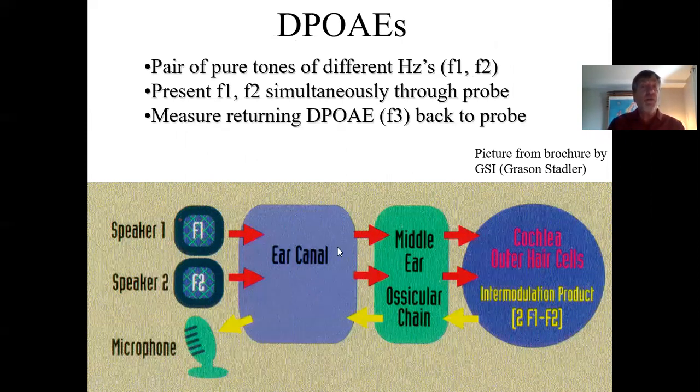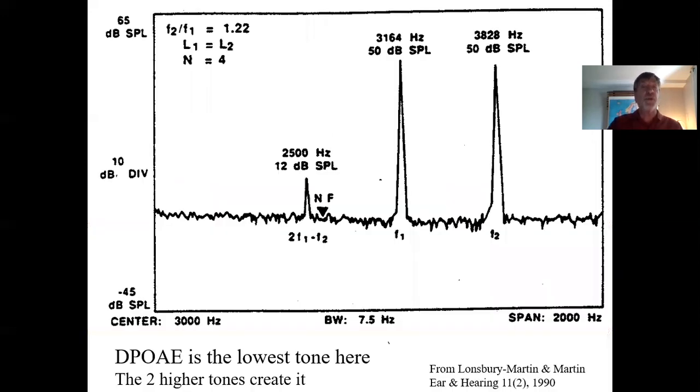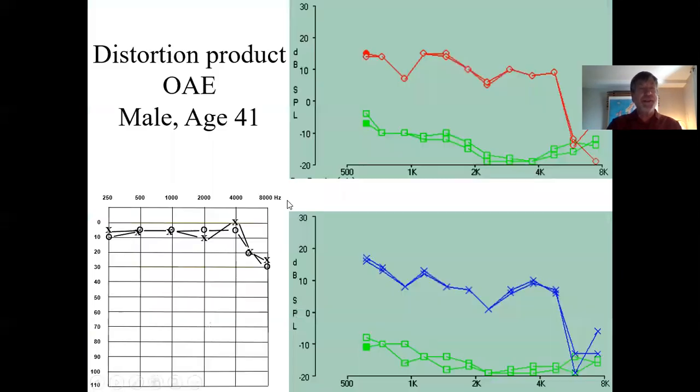Into the ear canal, into the middle ear, activating the cochlea, and the outer hair cells produce a distortion, intermodulation product, going back through the ossicles, hitting the eardrum, and being picked up by a mic. That's how we measure otoacoustic emissions. A sound put in the ear and another sound put in the ear, spread by a certain frequency difference, produces an otoacoustic emission. Pretty wild, huh?